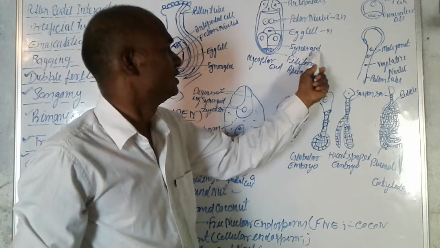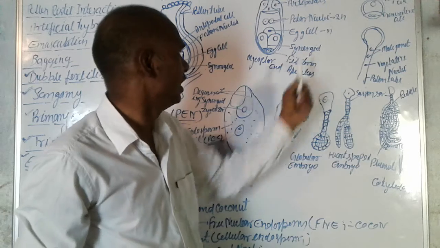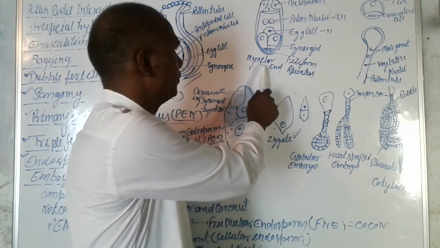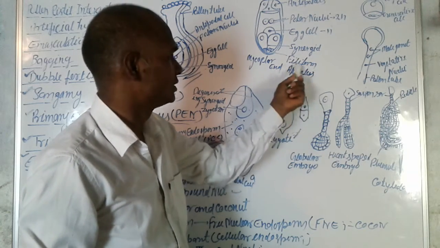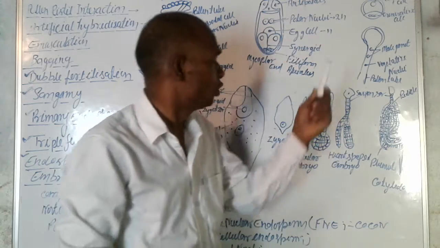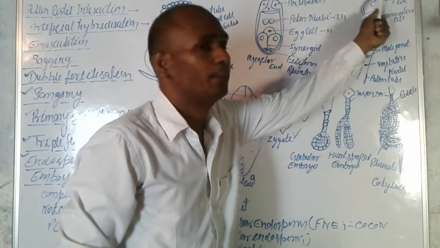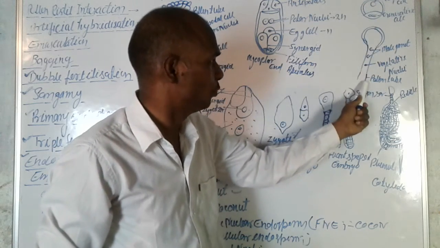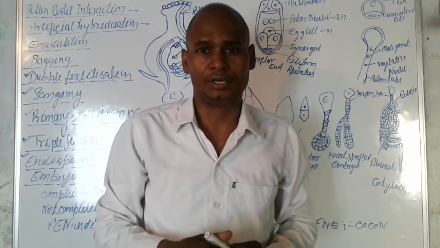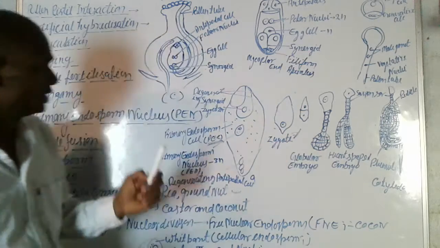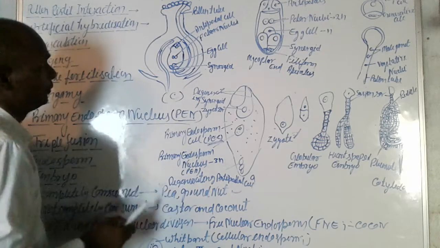And these are the synergids, and this is the micropylar end, and these are the filiform apparatus. So this is the embryonic sac, and this is the pollen grain, and this is the pollen tube. We discussed fertilization deeply. You can see this diagram.